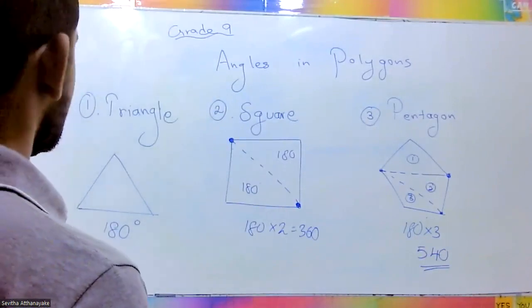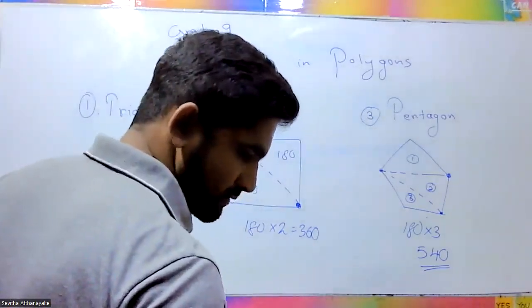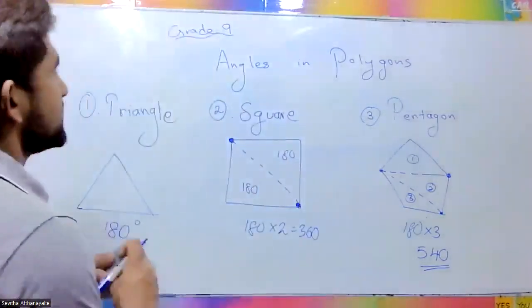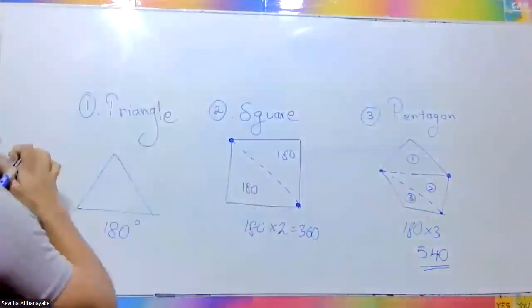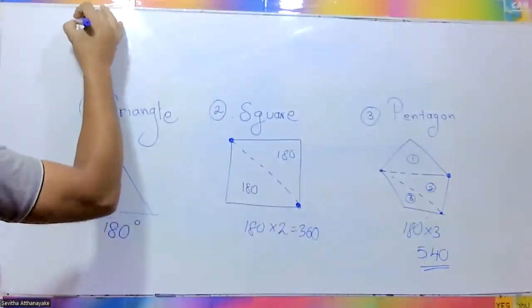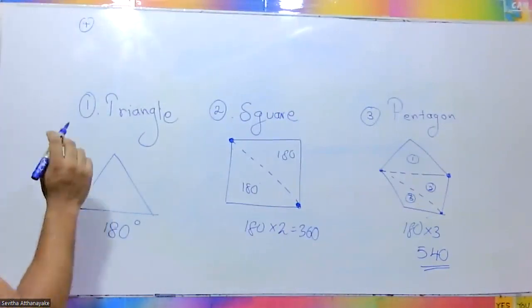We should write the hexagon also. I'll write it. I'll erase this. I'll draw a hexagon here. It should have 6 sides.